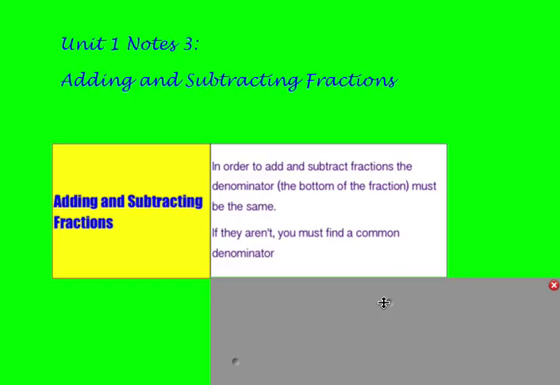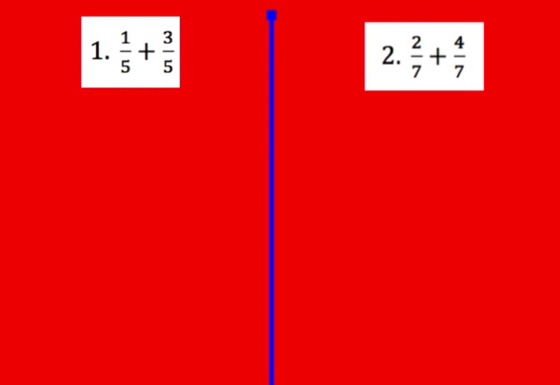So first of all, in order to add or subtract fractions, your denominator, or the bottom of the fraction, must be the same. So you have to have the same number. If they're not the same, you're going to have to find a common denominator, which is where the bottoms match. The only way we can add a fraction is if the bottoms match. And when you do add fractions, you keep the bottom the same and then add the tops. So let's take a look at what that's going to look like.